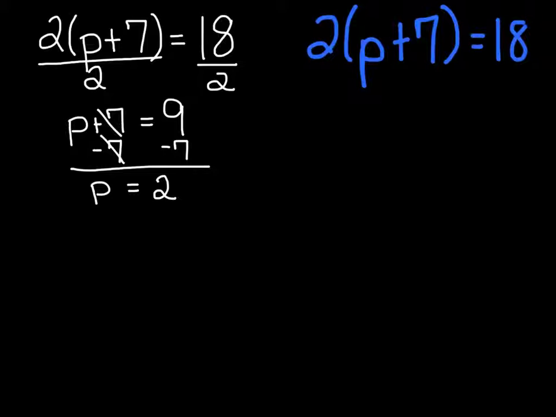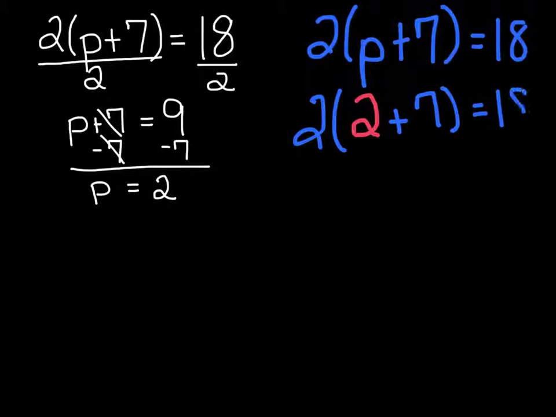So when I rewrite this, it will be 2 times the quantity 2 plus 7 equals 18. Okay, remind me, where did this 2 here come from? Your P equals 2. My P equals 2. All right. What do I do first? Can I multiply yet? No. So, Leah, what do I do first?